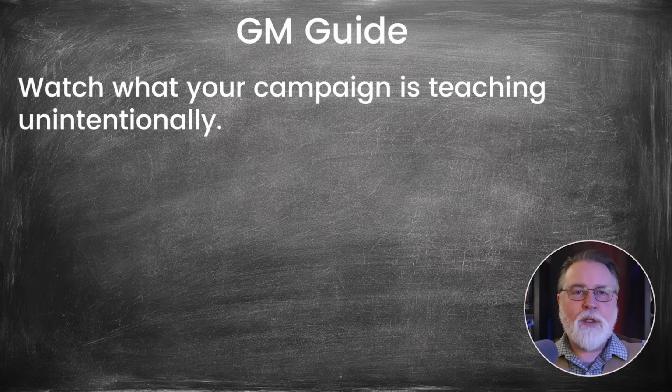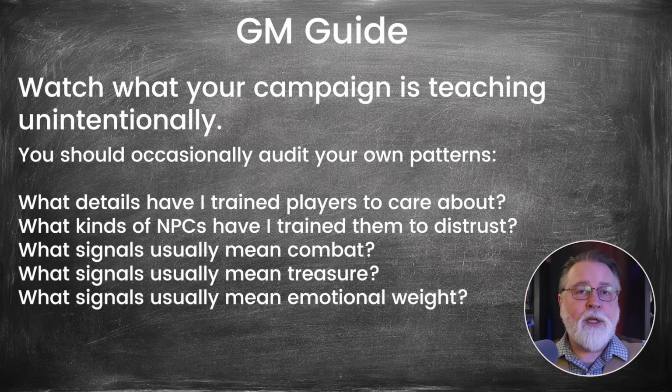Your game is always training the table. If every carefully described door hides a trap, players will start treating detailed description as danger. If every smiling NPC betrays them, they will learn that warmth signals threat. This means you should occasionally audit your own patterns. What details have I trained players to care about? What kinds of NPCs have I trained them to distrust? What signals usually mean combat? What signals usually mean treasure? What signals usually mean emotional weight?